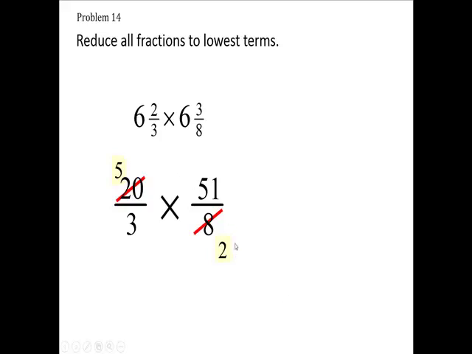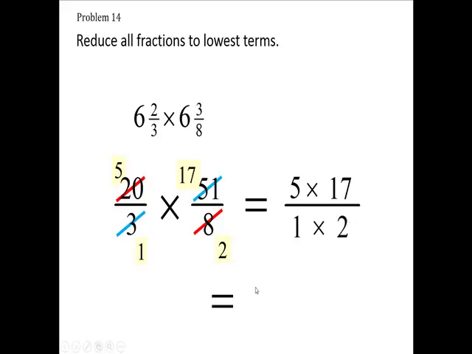And do the same thing with the 3 and the 51. Divide both of those numbers by, well, what number would go into 3? How about 3 divided by 3 is 1, and 51 divided by 3 turns out to be 17. So now I don't have 20 and 51 anymore. I have 5 times 17 on top, and then on the bottom we have 1 times 2. So that I'm getting another fraction down here. 5 times 17 is 85. 1 times 2 is 2.